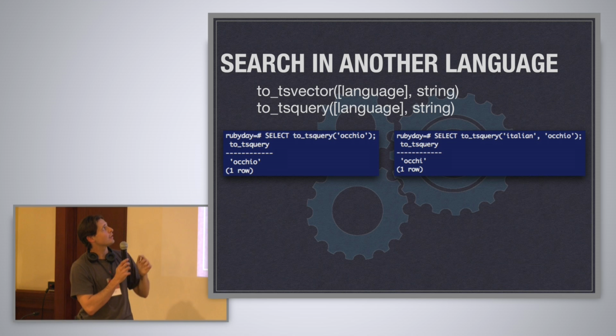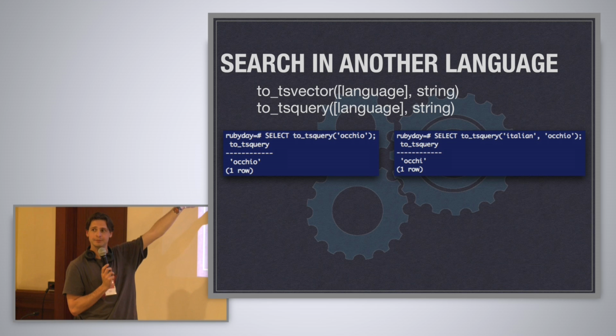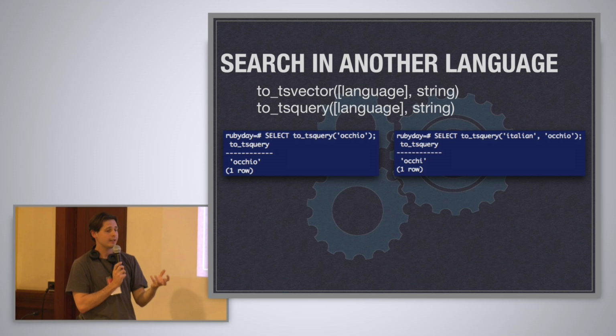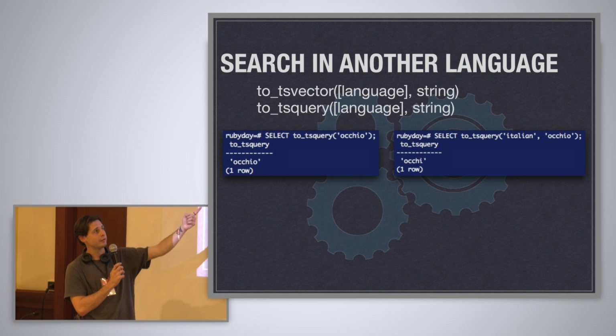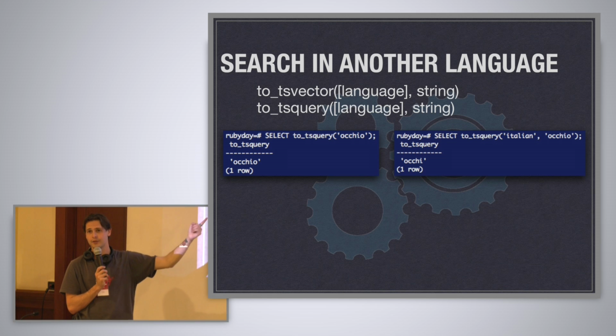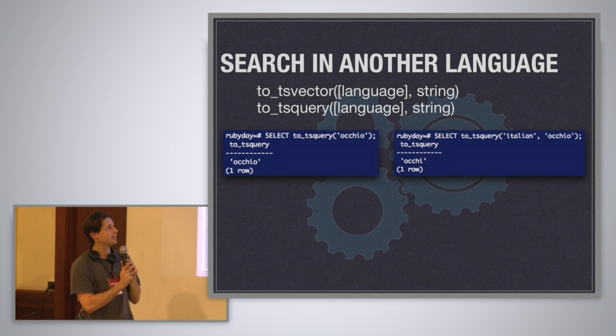But both the TS query and TS vector will accept this optional language parameter in the first argument. And this will allow us to use a different dictionary. So remember how I said that it'll take words in the document and translate them to lexemes. The way that it does that is it looks them up in a dictionary. And the English dictionary is the one by default. So here it's trying to look in an English dictionary for the word Occhio, and it's finding nothing, because of course Occhio is not an English word.